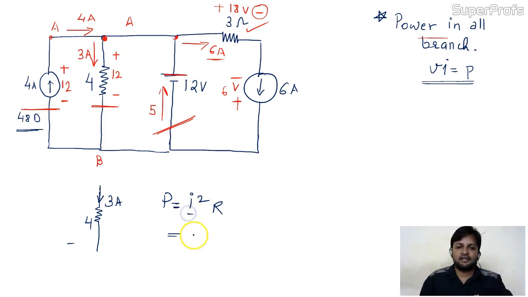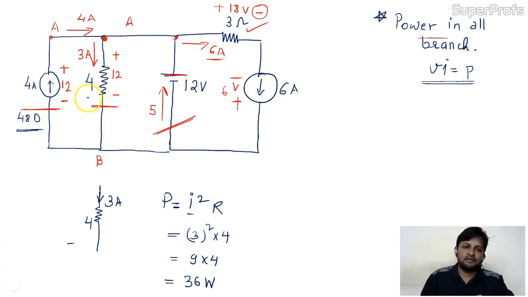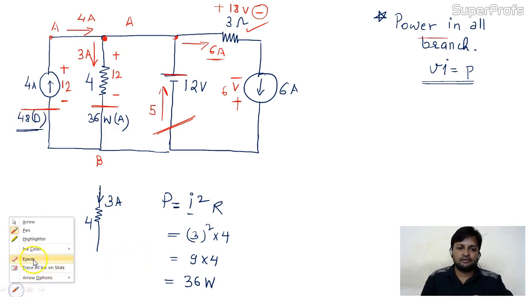So what is the I? 3. 3 square into 4. This is 9 into 4. This is 36 watt. Is it okay? So this element is dissipating 36 watt power. And I told you that resistive element always dissipates the power. So this is the absorbed power, you can say. The power is absorbed power. This is the delivered power. I hope this one is also clear to you.